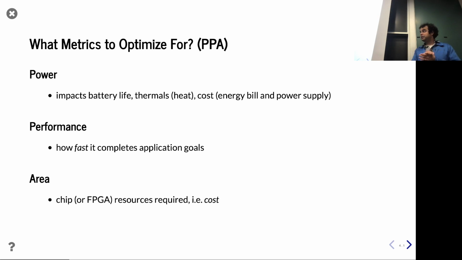And then area, which is our proxy for cost, right? In a chip, it's how big the chip is, and that determines the cost. The reason, of course, is that when you manufacture chips, they're usually made an entire wafer at a time with many dies on it. And the cost to process the wafer is usually roughly constant.